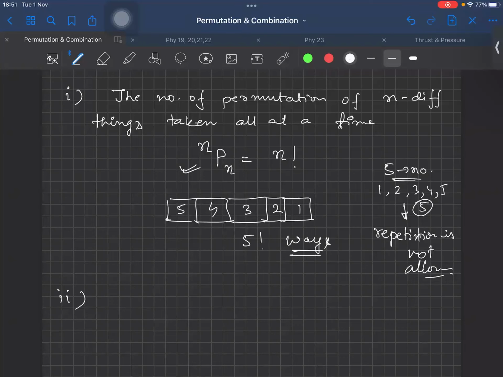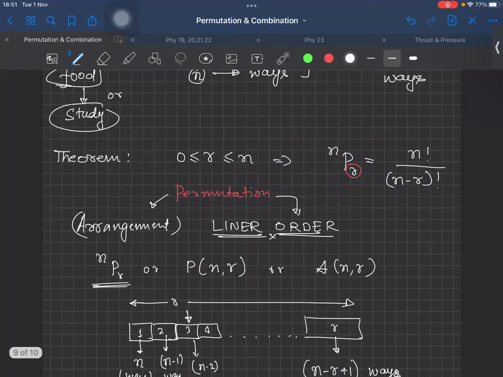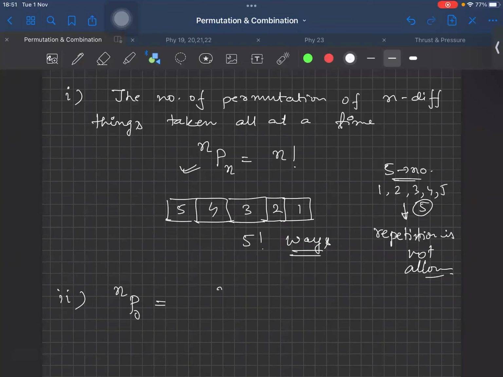The second is NP0. Do you know how to calculate NP0? We already have the definition of this permutation. NPR means n factorial upon n minus r factorial. So this is n factorial. Sorry.